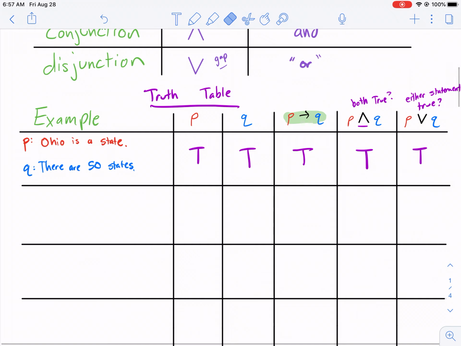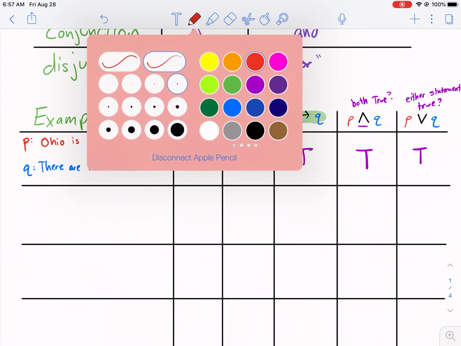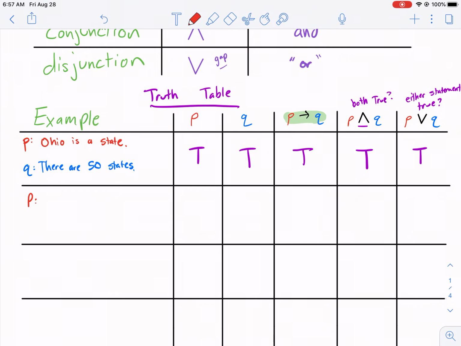Now, let's give another example, okay? So we have P, hypothesis. Georgia is a state, okay? That's my hypothesis. What's my conclusion? Sorry I didn't put punctuation at that one. Miami is a state.